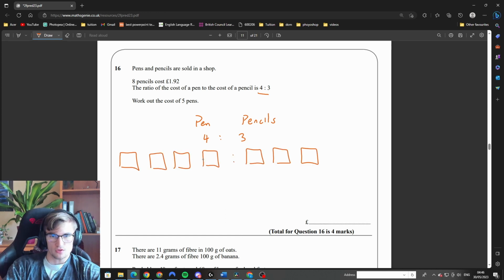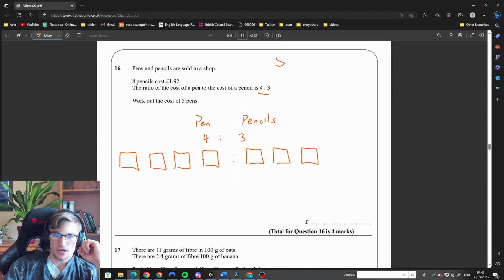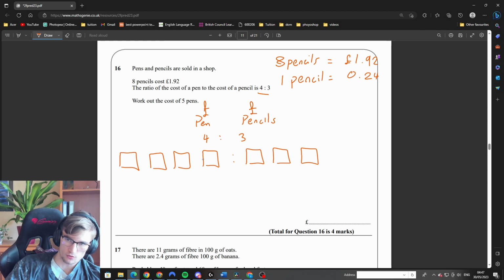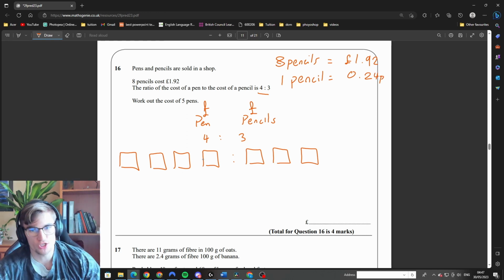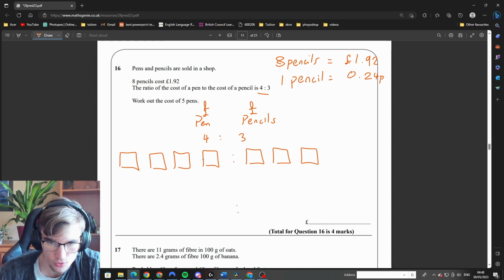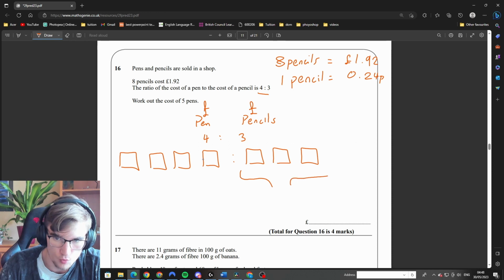Now, I'm told that 8 pencils cost £1.92. I want to know what 1 pencil costs. So if 8 pencils equal £1.92, what's 1 pencil? Obviously, I just have to divide 1.92 by 8. This means 0.24. So 1 pencil costs 24p, right? So now that's when the ratio is useful. I know that 1 pencil is 24p. And I know that the proportion is going to be 4 to 3. All of this is 1 pencil.